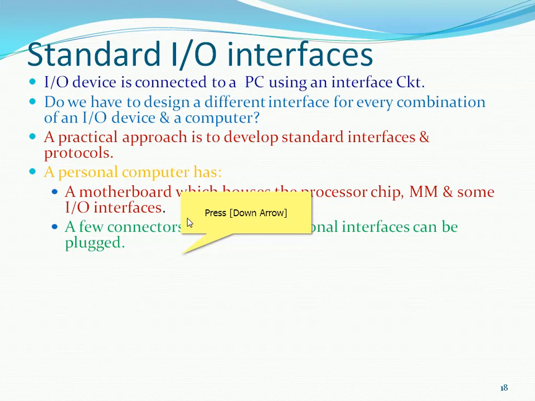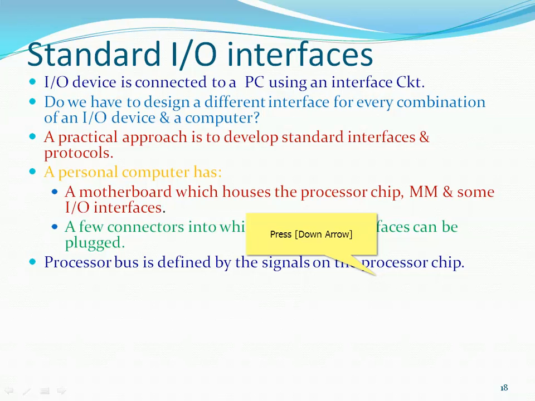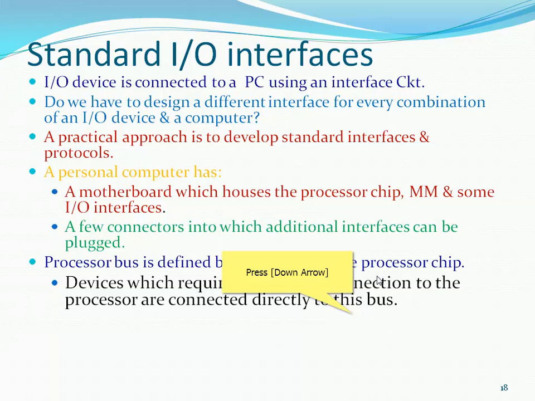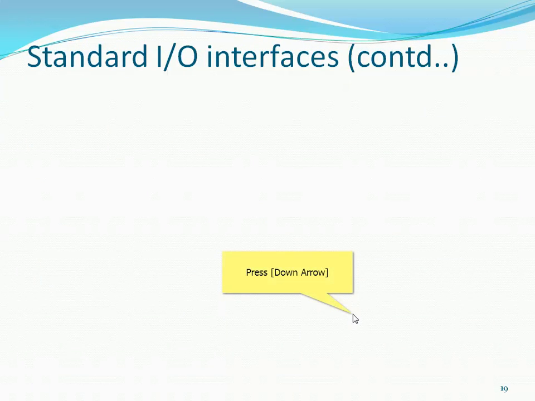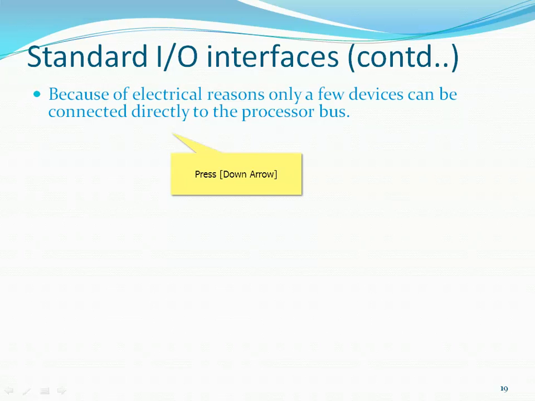There are a few connectors into which an additional interface can be plugged. So some additional pen drive or CD drive we can plug in instantly. A slot is provided through USB, and so on. The processor bus is defined by the signals on the processor chip. So devices which require a high speed connection to the processor are connected directly to this bus. So directly we can connect them. The standard interface will continue, as there are electrical restrictions also for the connection, right?